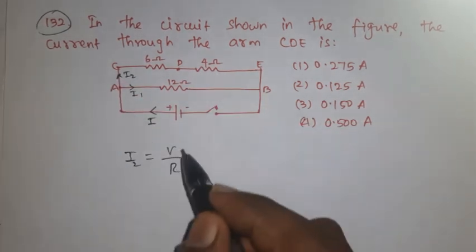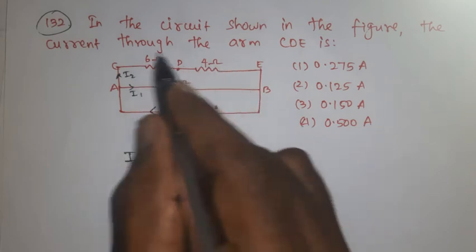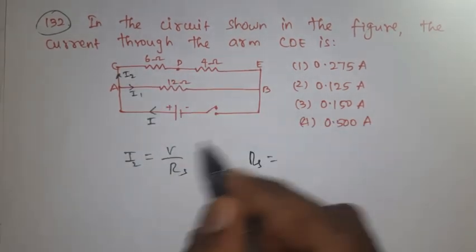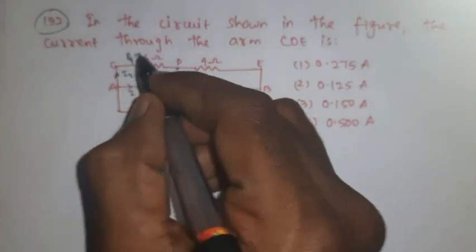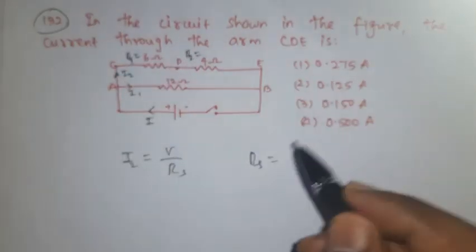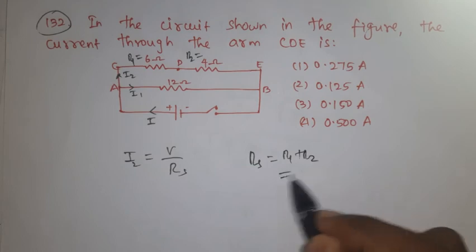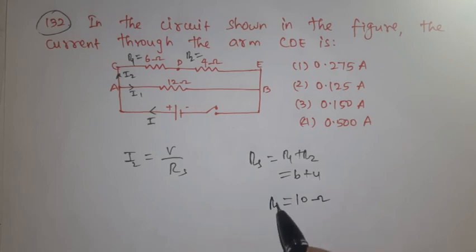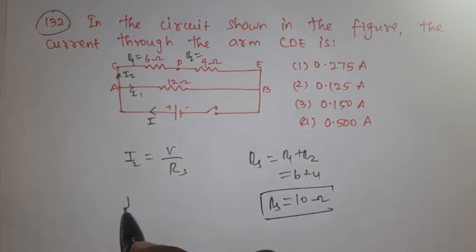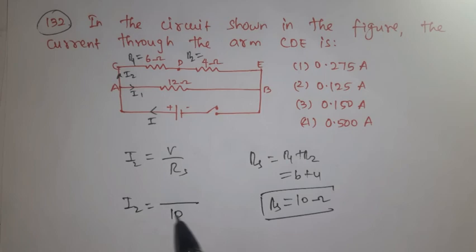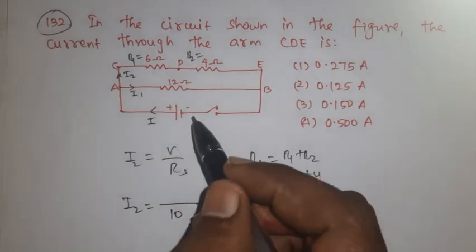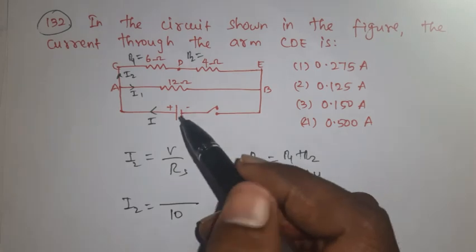So I2 is equal to V by R. R means here two resistors are there. These two resistors are connected in series. So Rs is equal to R1 plus R2, which is 6 plus 4, so 6 plus 4 is 10 ohm. That is the Rs value. I2 is equal to V by 10, but the V value is not given in the question paper itself. So the answer for this one is incomplete.